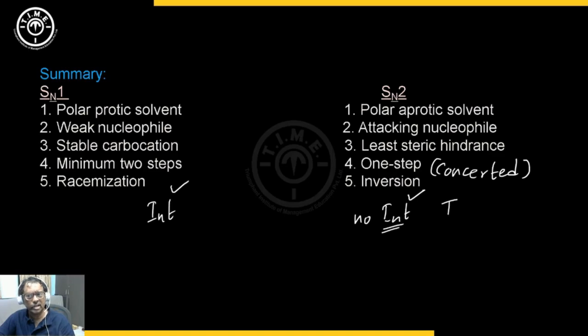We say transition state is there. Transition state is there in any reaction. Even for SN1 we can show transition state. But what we are talking about in SN2 is that there is no intermediate, there is only transition state.